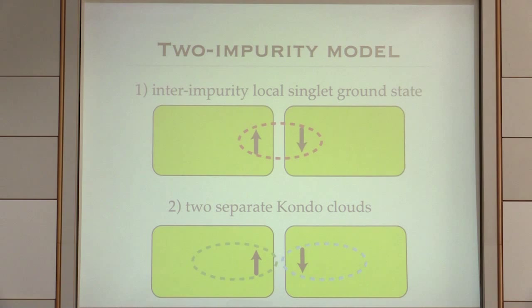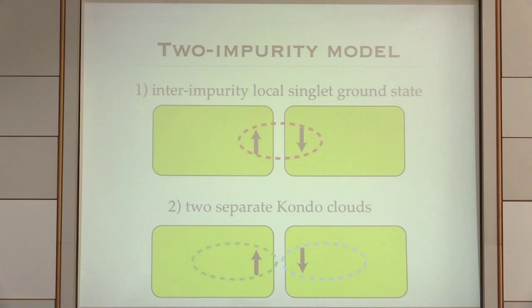Okay, and finally, one last example of this kind of competition is the two-impurity Kondo, which has also been discussed. Now we have a competition between the formation of a local singlet and two separately screened impurities, and these are two different singlet states, right? Now, when you open a superconducting gap, you expect these to be two different many-body singlets, and you expect that at some point they should cross. And this is precisely what happens.